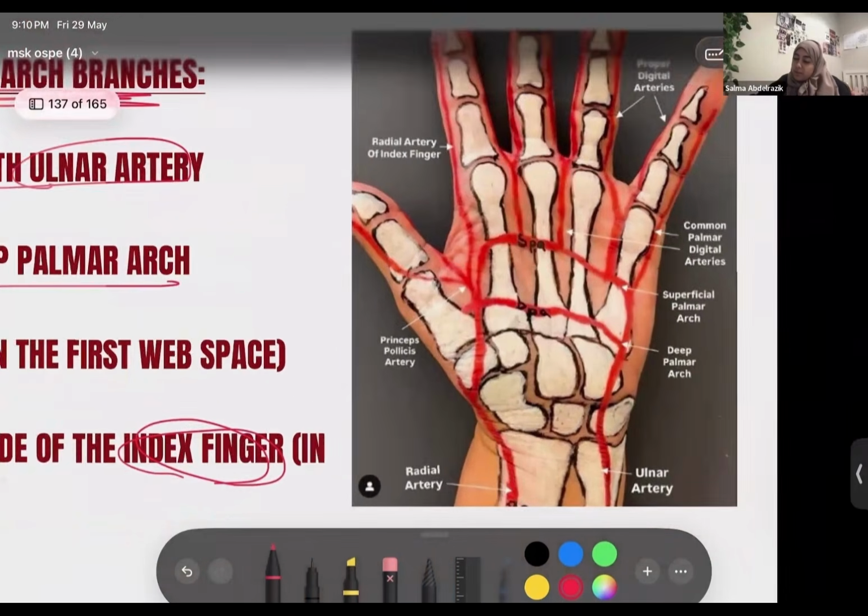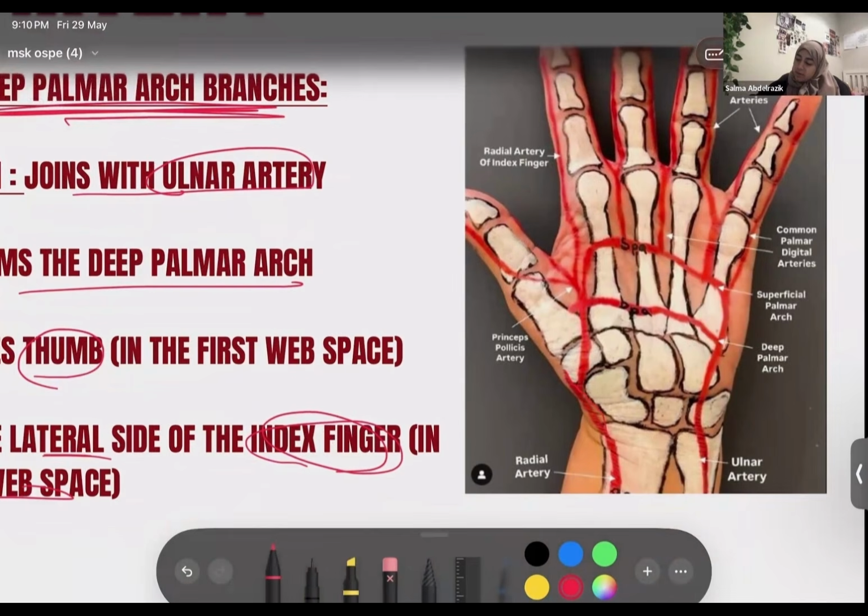Awesome. So basically one of them here is the radial. It goes here from the deep arch. It supplies this and supplies the lateral side of the index.